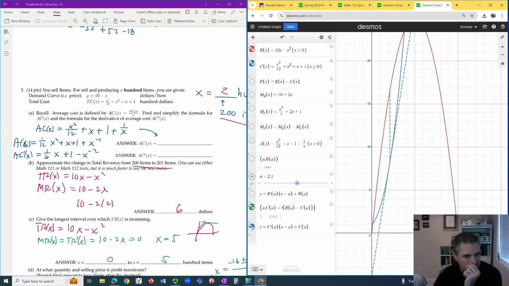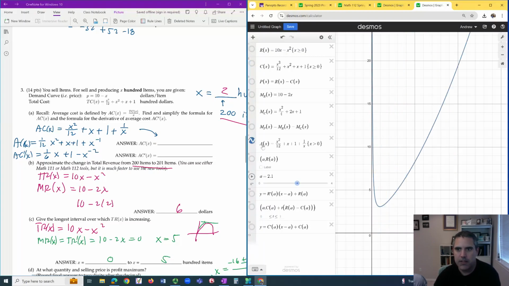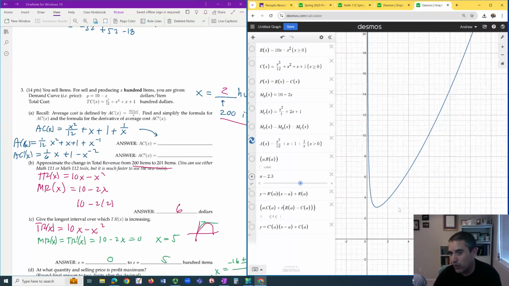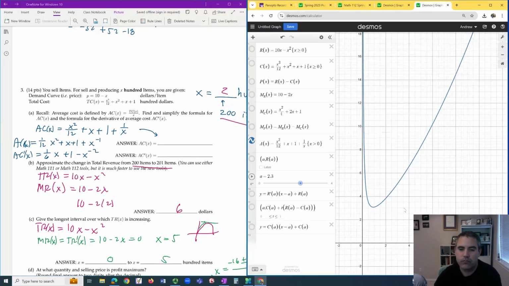Okay, so what was the question asking? The question first asked about average cost. So let's throw that into the mix. Average cost looks like this. The lowest point on average cost is actually an important point in practice, because if you ever get a selling price that's below your lowest average cost, you can never make money. It's called your break-even price. So there's a significance to that point down there, and you found that in one of your homework questions.